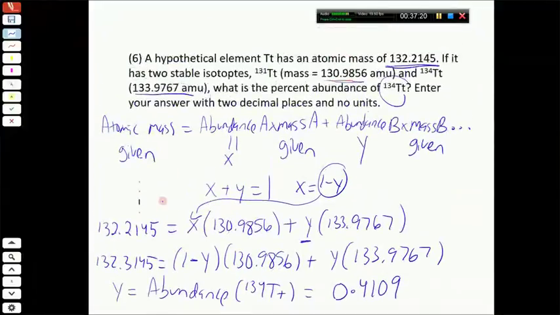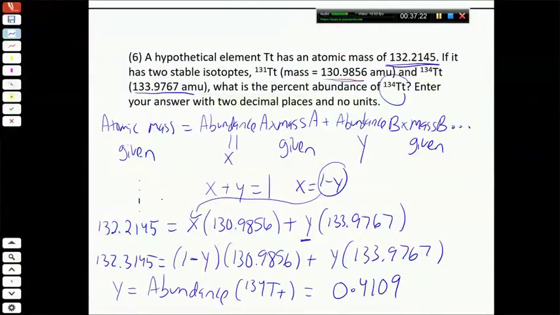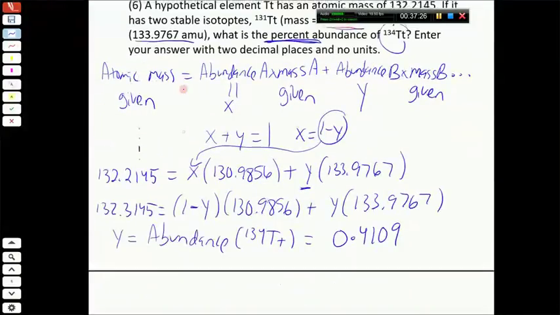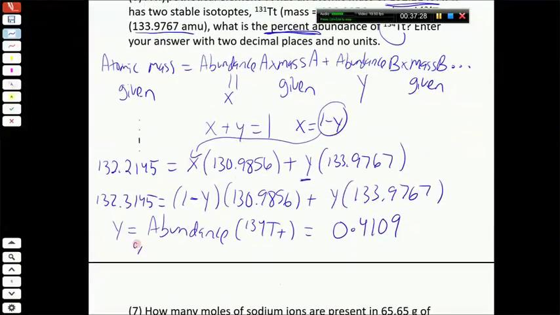But then keep in mind we can ask you for either fractional abundance or percent abundance, and percent is always the fraction times 100. So if we want to find the percent, it's going to be that number, 0.4109 times 100, which comes out to 41.09%.